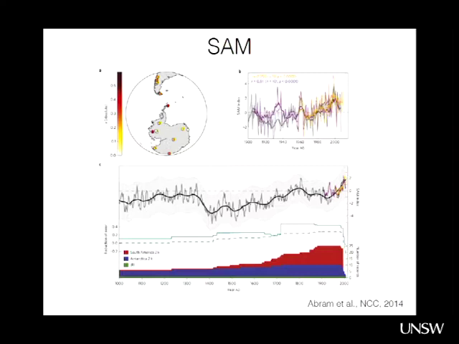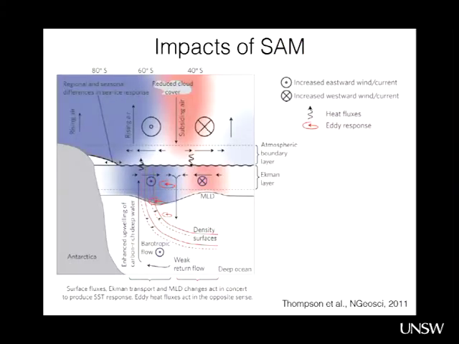So what are the impacts of that? Well, I talked before about the Southern Ocean and all the different processes that are going on there. Changing the winds is obviously going to change all of those processes. So if you have stronger winds, you're going to have stronger Ekman transport in the boundary layer. You're going to have stronger upwelling, which is going to change the circulation.